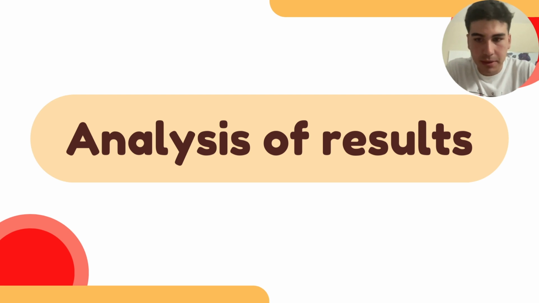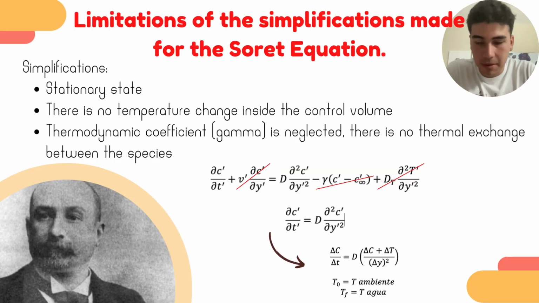Now for the analysis of results. We're going to start by talking about the limitations of the simplifications made for the Sauret equation. These simplifications were stationary state. This restricts us from using Sauret's equation for systems in motion. There is no temperature change inside the control volume, and the thermodynamic coefficient gamma is neglected, and there is no thermal exchange between the species. These two simplifications neglect the effects of temperature and heat exchange, making the results inaccurate. In spite of these limitations, the simplifications we used allowed us to use Sauret's equation to calculate the diffusion coefficient.